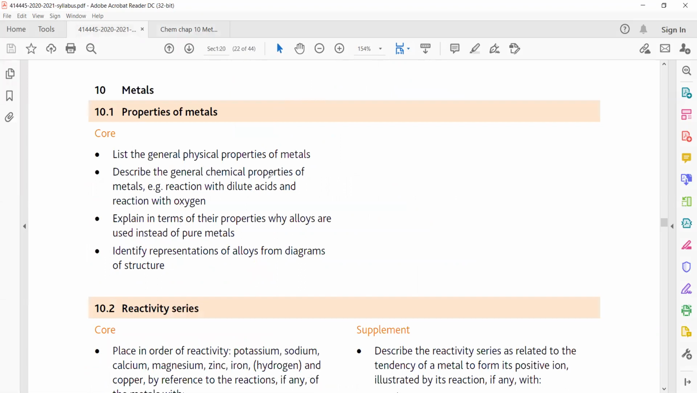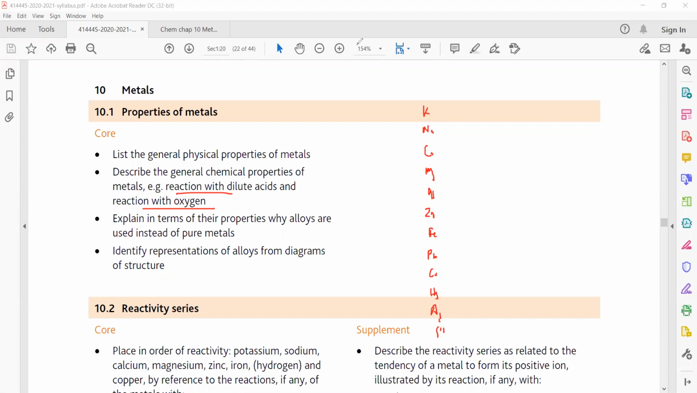Then describe general chemical properties of metal. Example, reaction with dilute acid and with oxygen. So reaction with dilute acid, not all of the metals react with dilute acid. When we write the reactivity series, we have potassium, sodium, calcium, magnesium, aluminium, zinc, iron, lead, copper, mercury, silver, gold, and platinum.